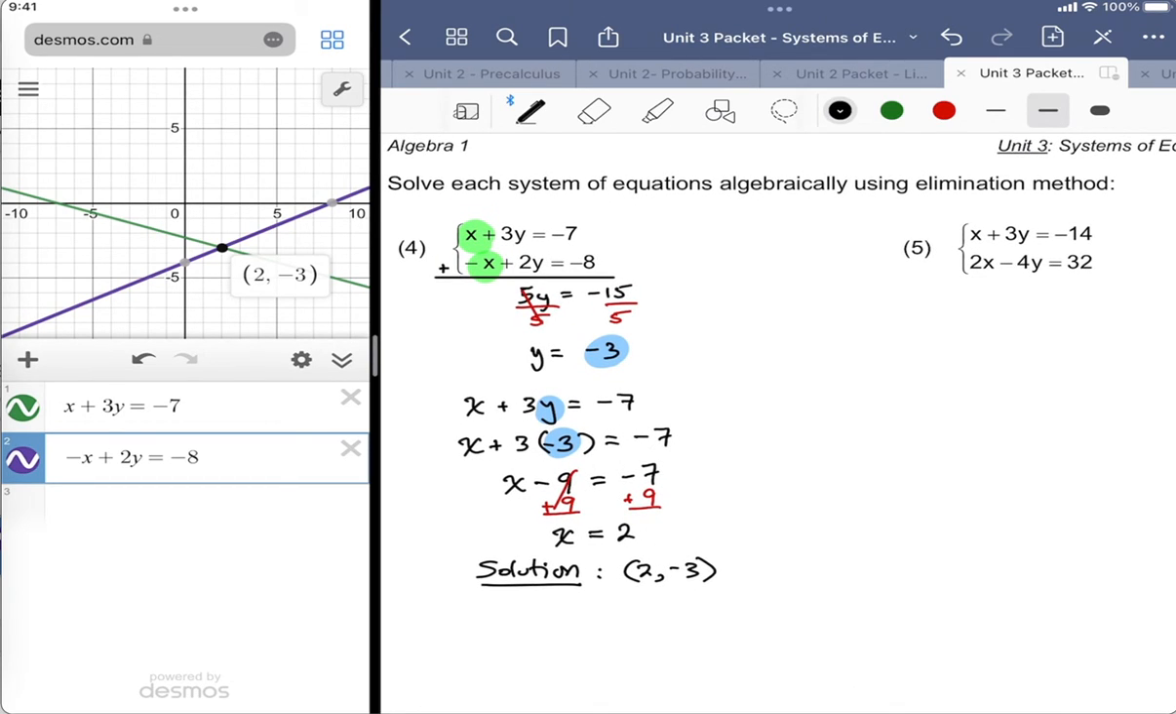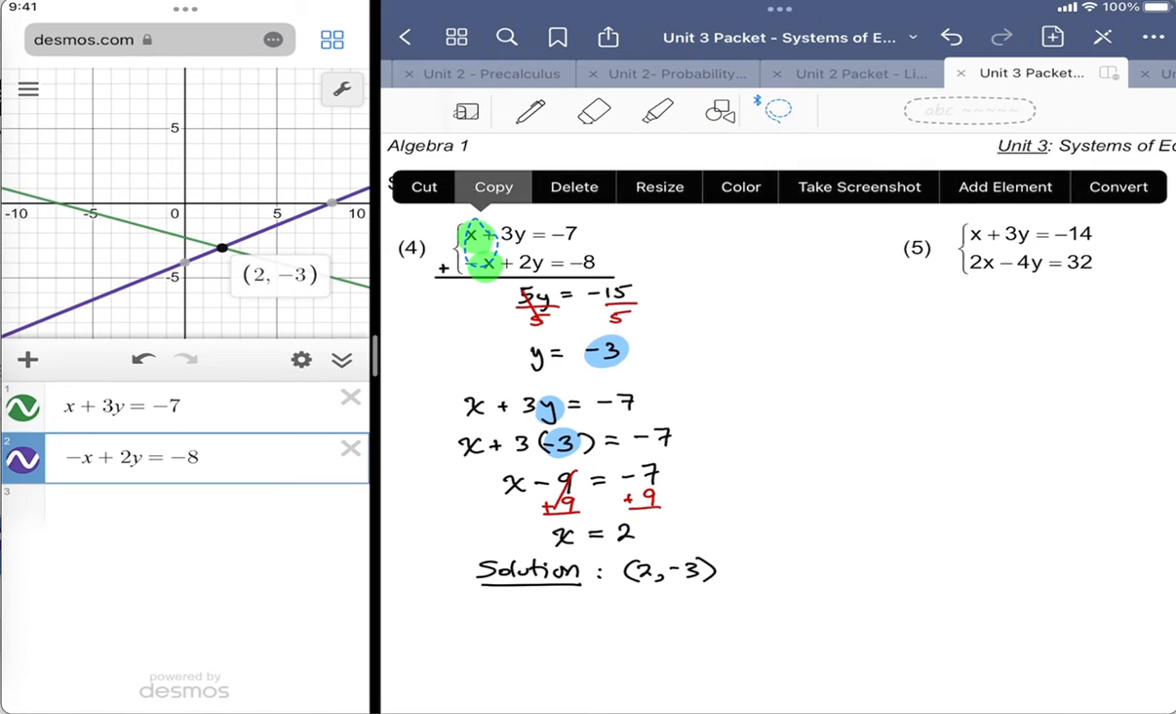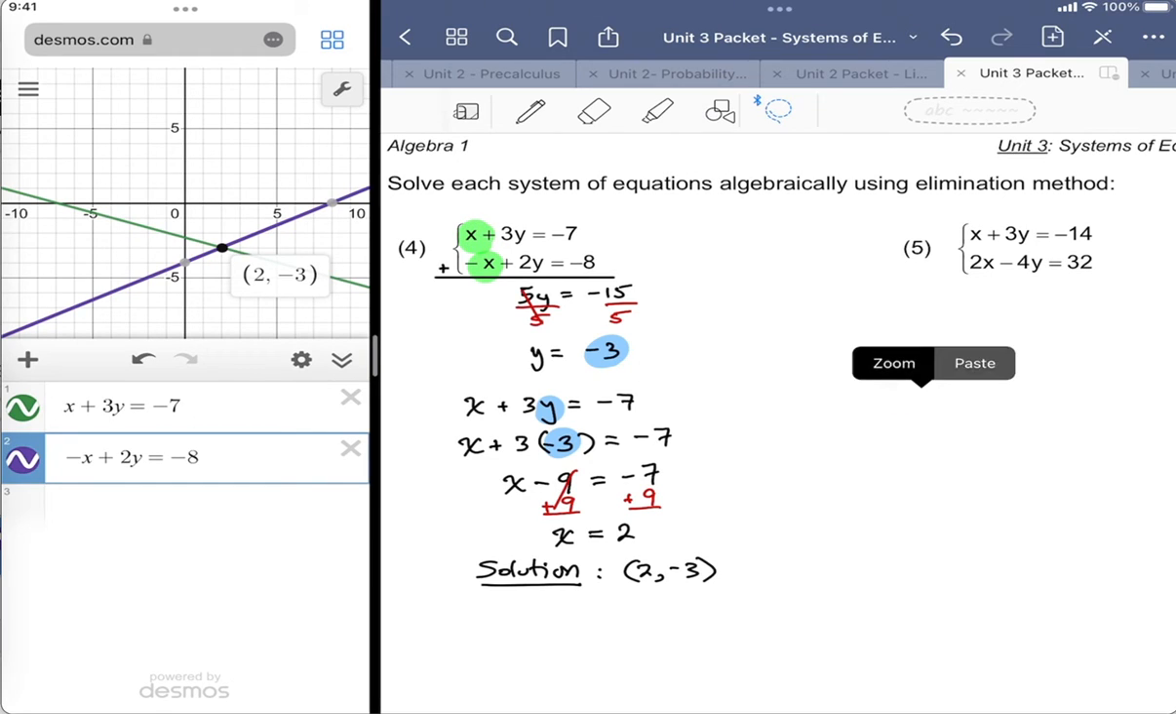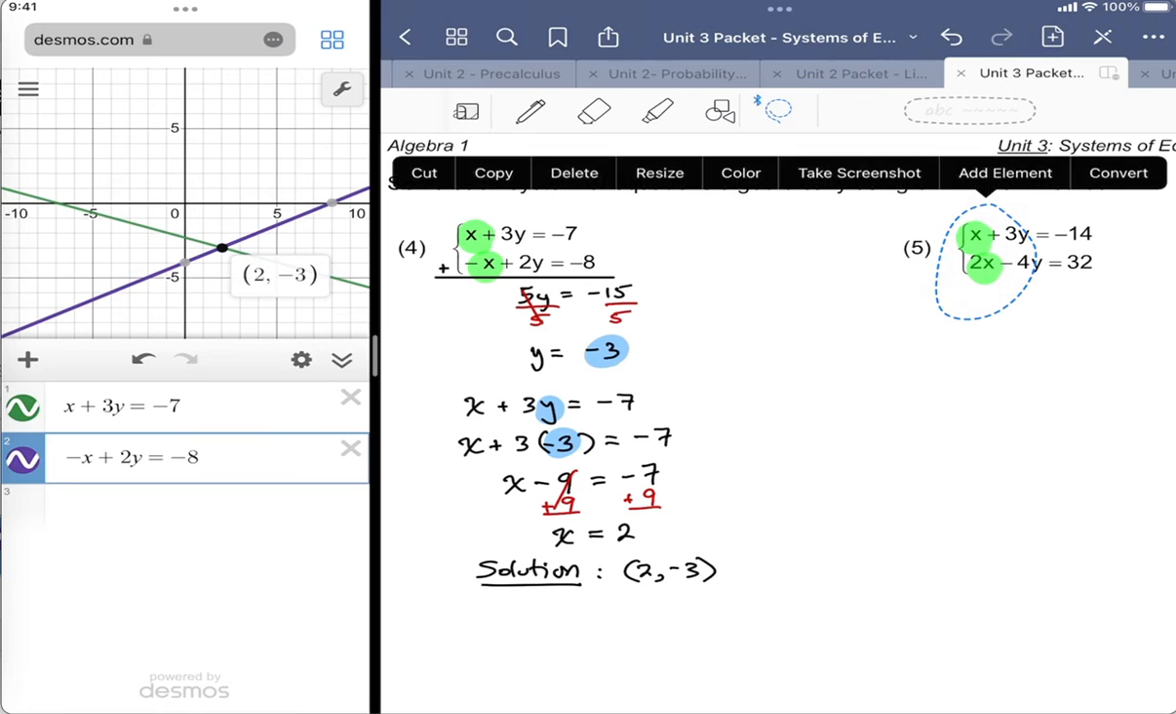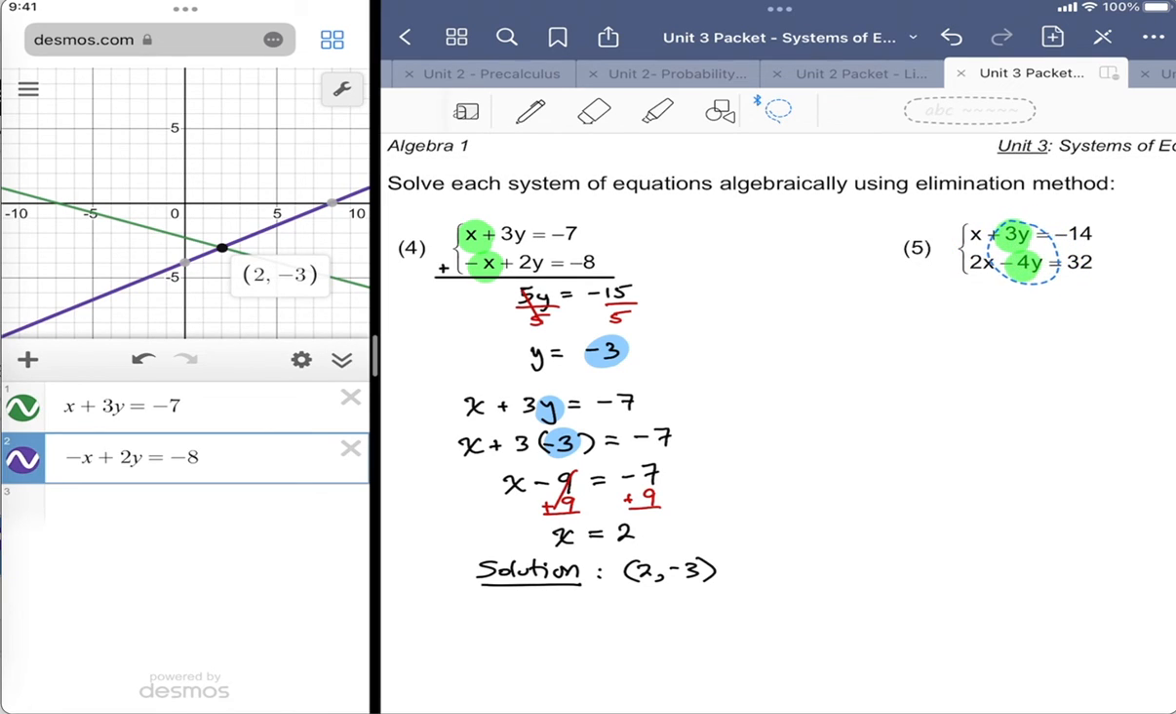So then looking at number 5, again, you have a choice. You diagnose, you take a look and you say, all right, I got my two variables. I have my x variable, I have my y variable. I want to determine which one is going to be easier to cancel out. Is it going to be easier to cancel out the x's? Is it going to be easier to cancel out the y's? We want to be looking for opposites.